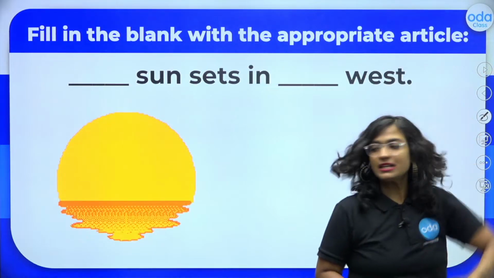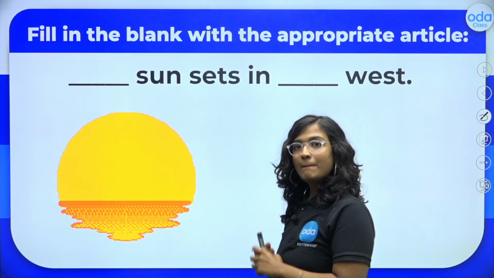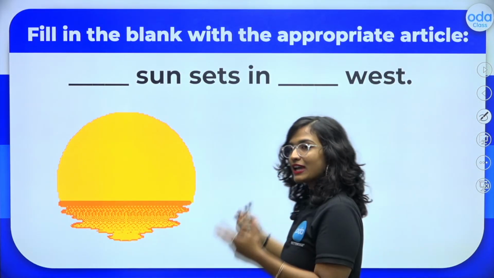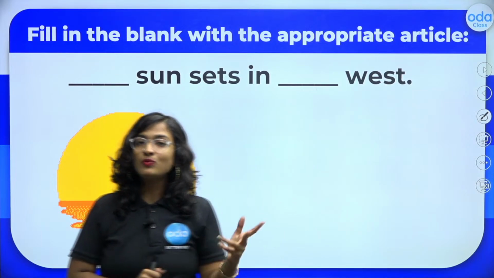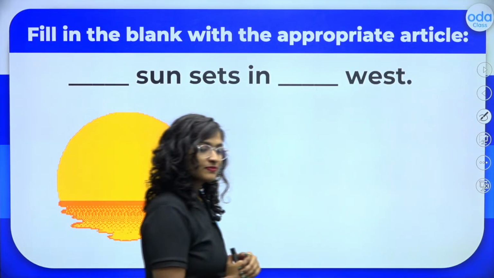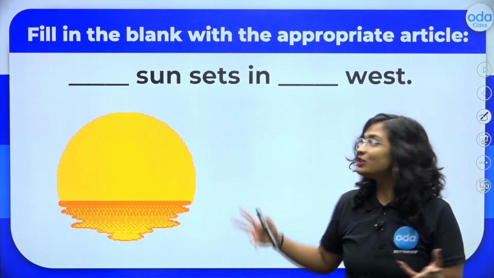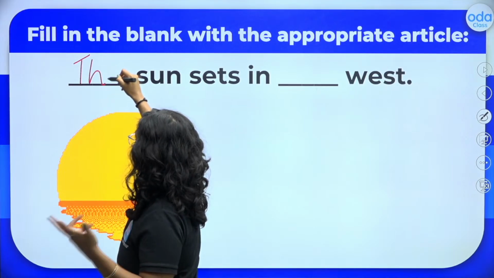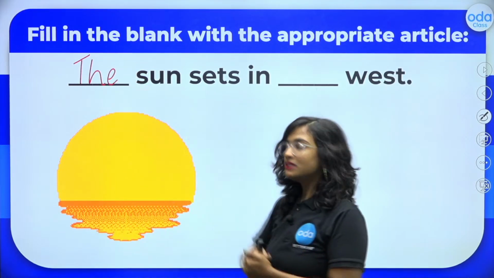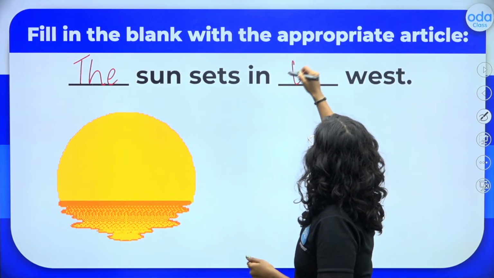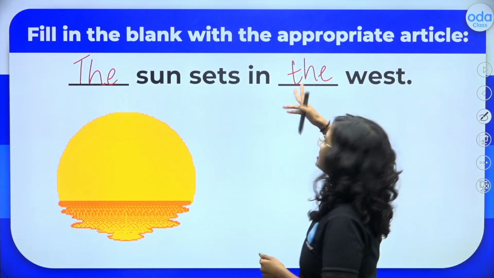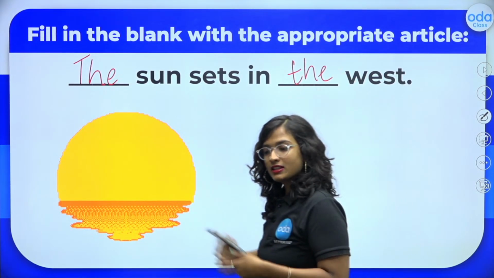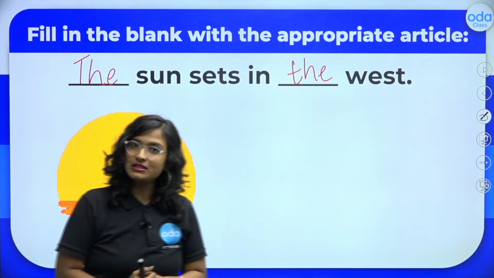So can you tell me, kids, what should I write here? Blank sun sets in blank west. Come on, quickly tell me, students. Now here, I will use the in both places, right? We only have one sun. So the sun, and west is a geographical direction. So we will say the west. The sun sets in the west.